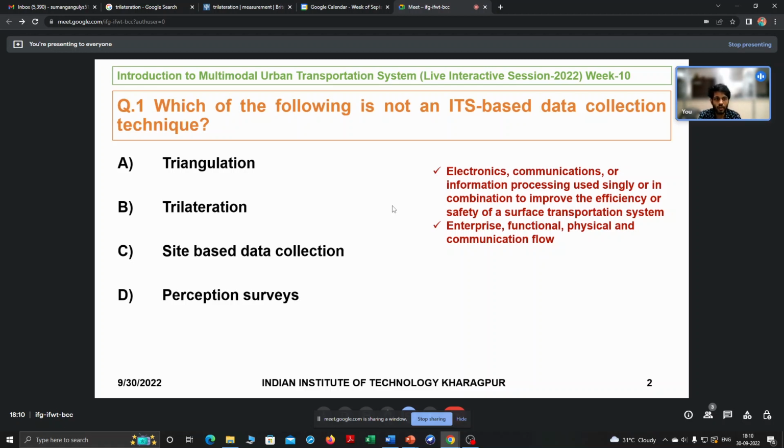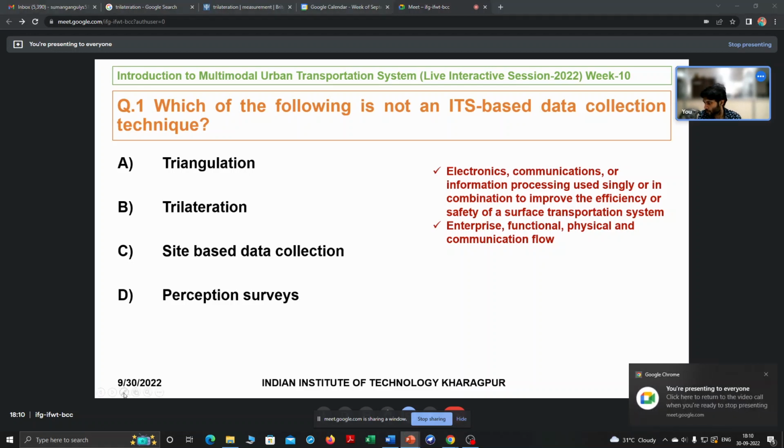So this is not an ITS based data collection technique at all, right? It is manual based. So the correct answer would be here D. So let me highlight it. The correct answer would be perception survey.